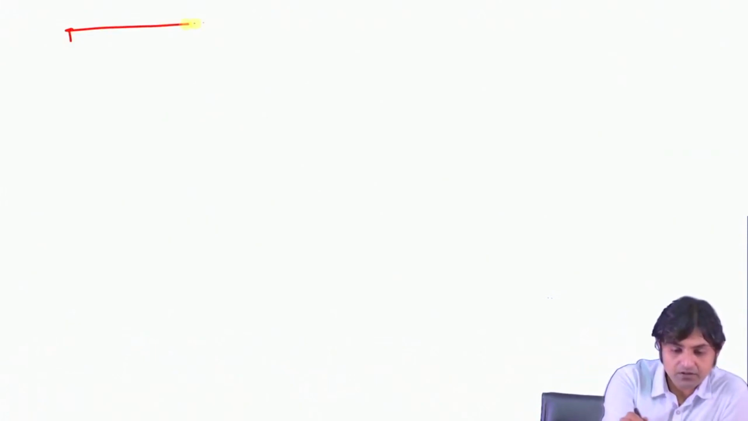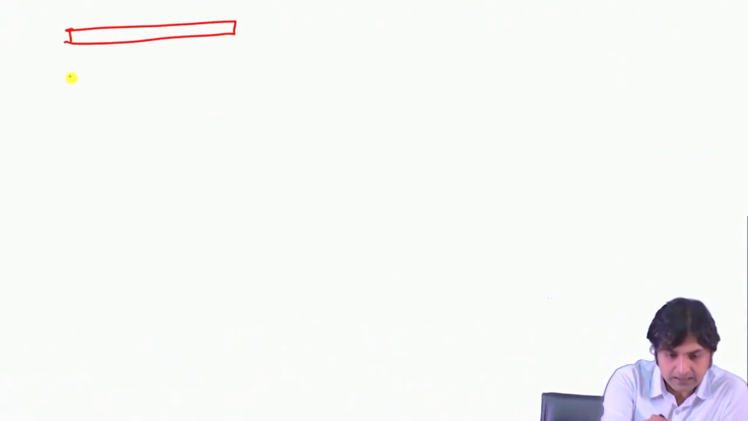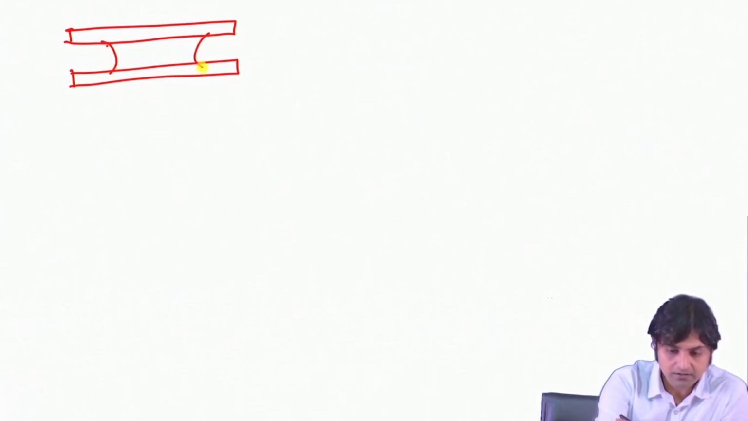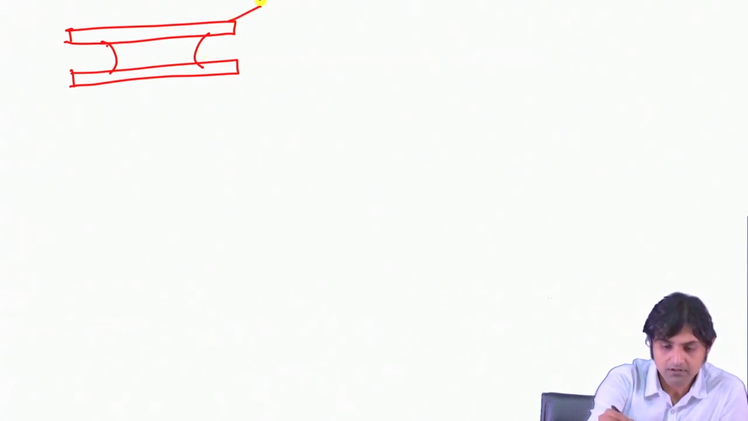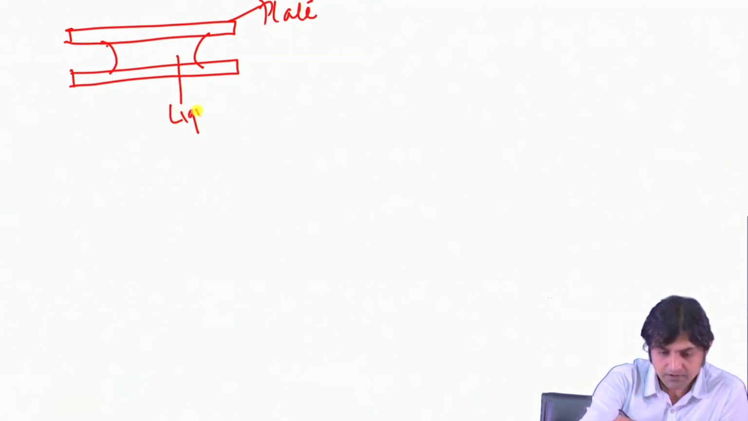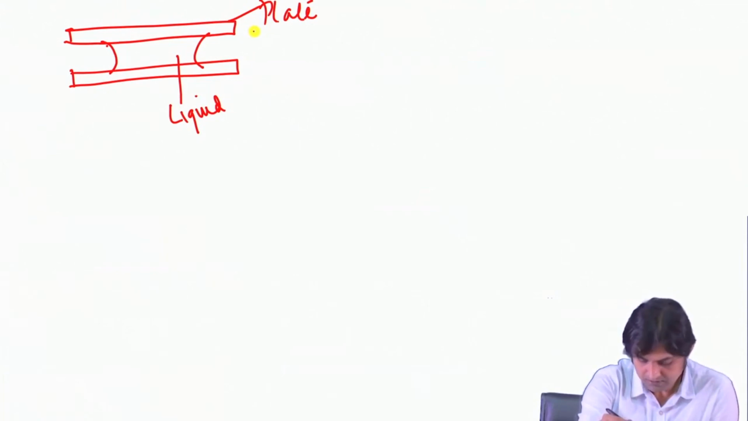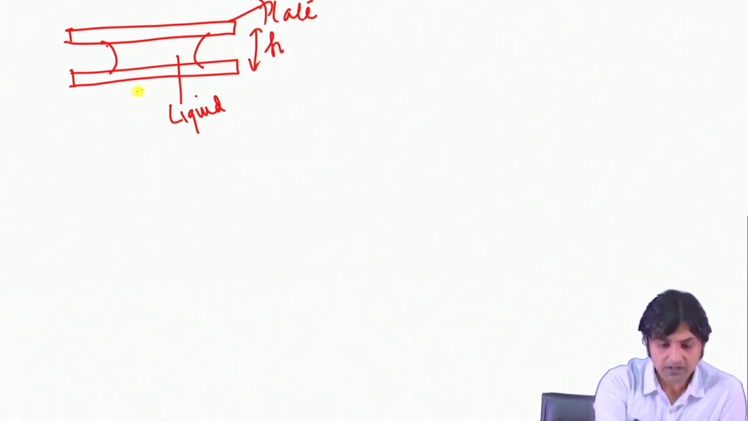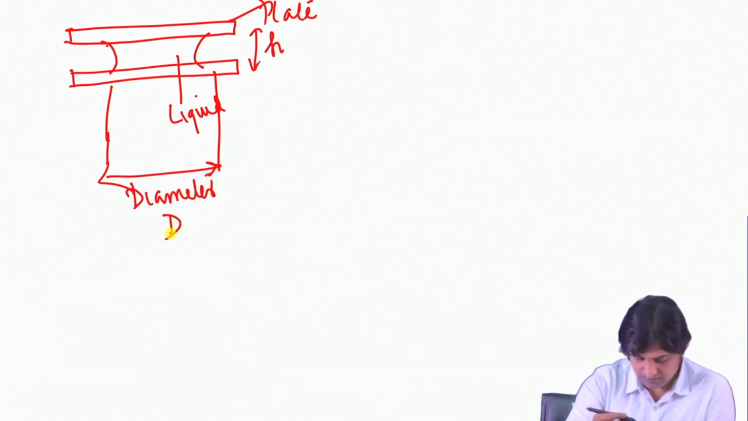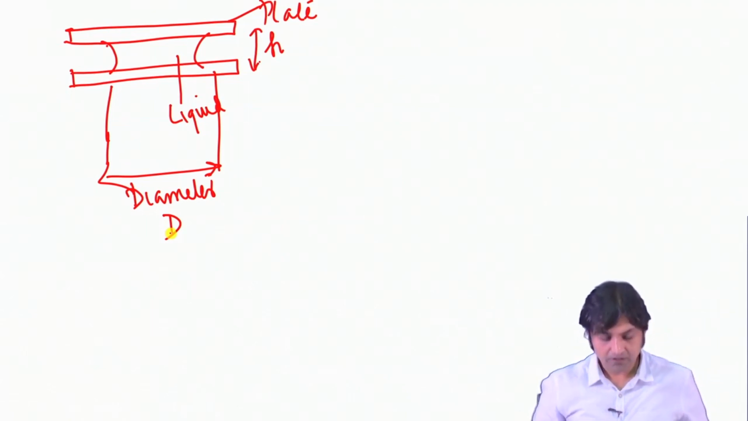So let's draw one plate, two plates. So this is the plate, this is liquid, this is given by H, and this distance diameter D. All right. So these are some of the figures that we already know.